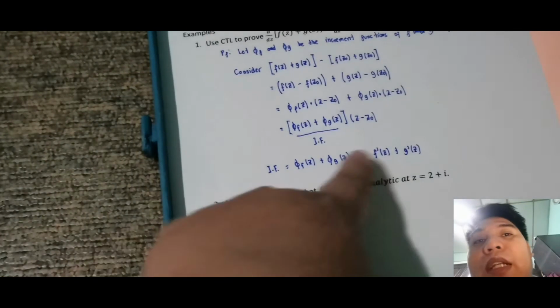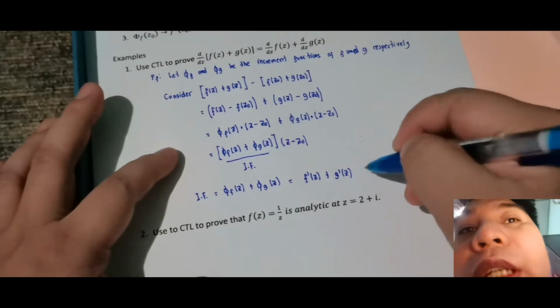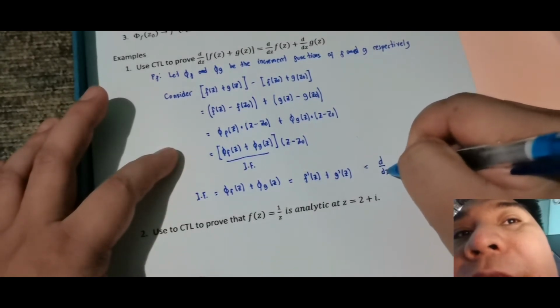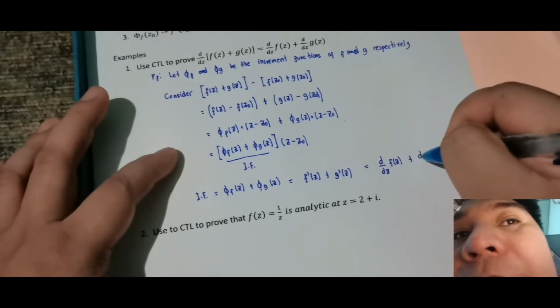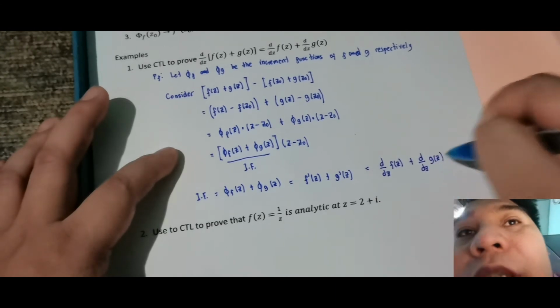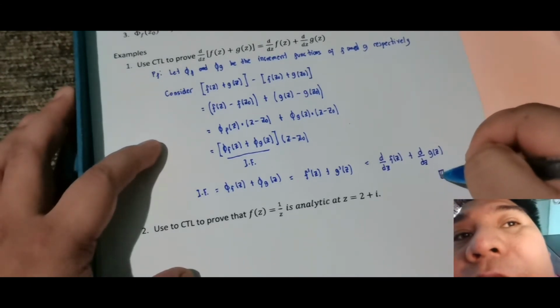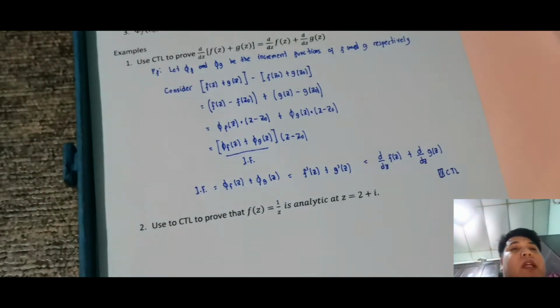Okay, next is, etong part na yan, sabi ng ating definition, the derivative with respect sa Z ng F of Z is equal to F prime of Z, which is equivalent sa derivative with respect sa Z nung F of Z plus the derivative with respect sa Z nung G of Z. So therefore, nakuha ko siya using Carathéodory's Lemma. So this is done. This is by CTL or the Carathéodory's Lemma. Okay, so ganyan ko siya ipinurove using Carathéodory's Lemma.